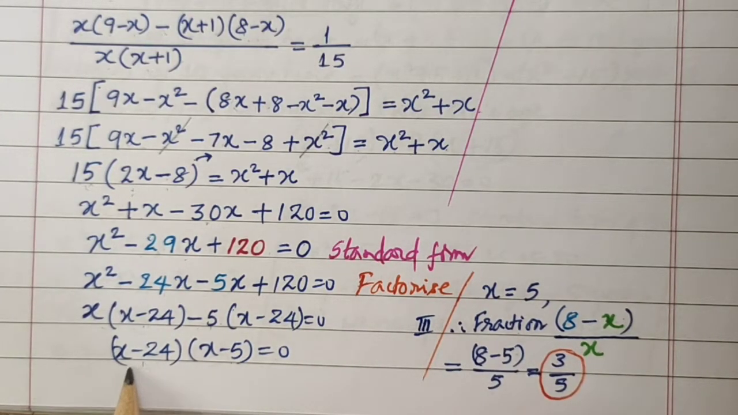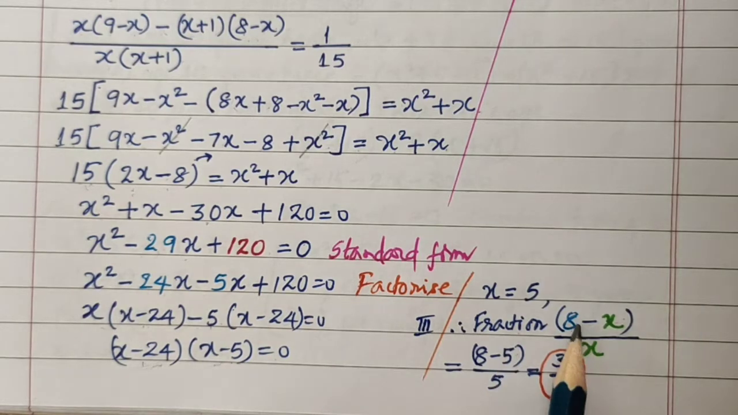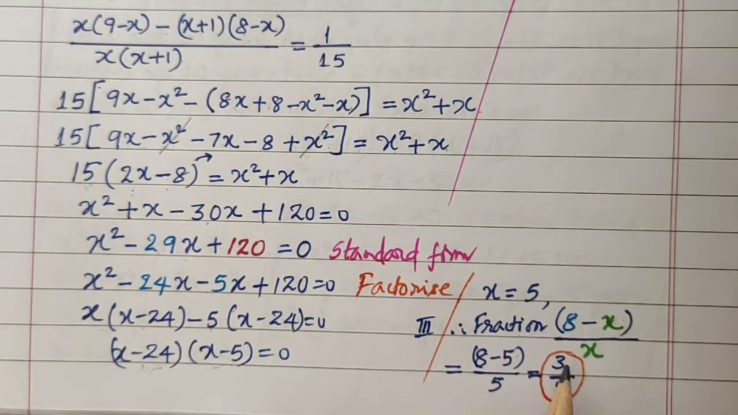We are discarding x equal to 24, because when you add those numbers, it has to be 8, so it has to be less than 8, and 5 is less than 8. That's why we have taken 8, because when we add numerator and denominator, it should be 8. If you take x as 24, that's going to be wrong. That's why we have taken x equal to 5. Then the fraction is 8 minus x divided by x, that's going to be 3 by 5.